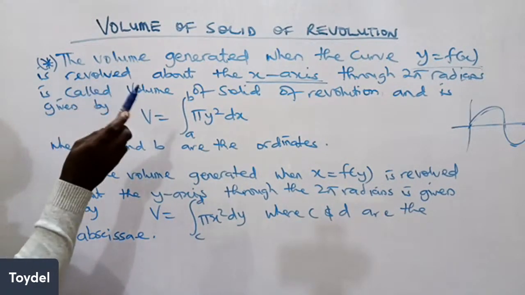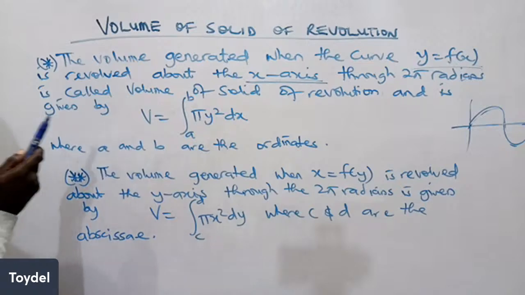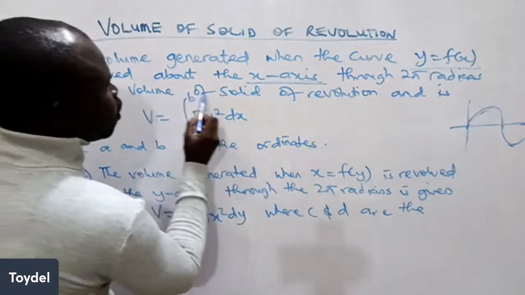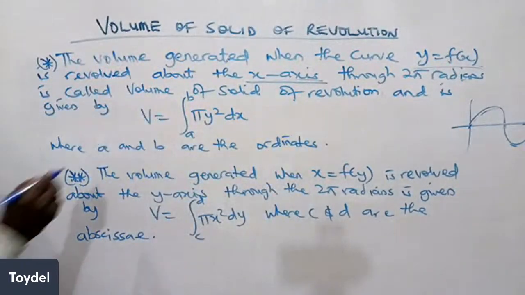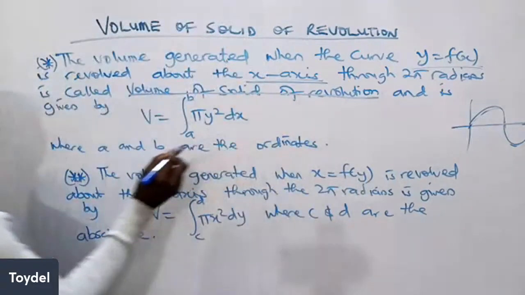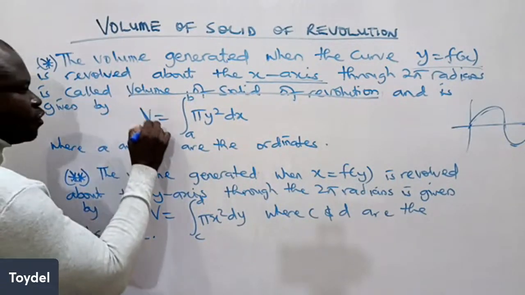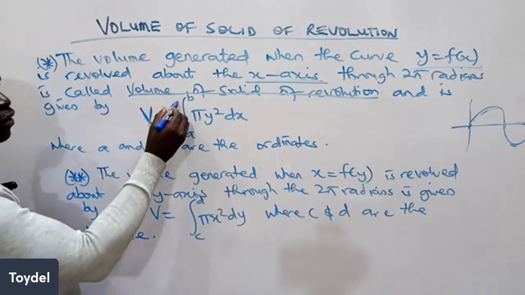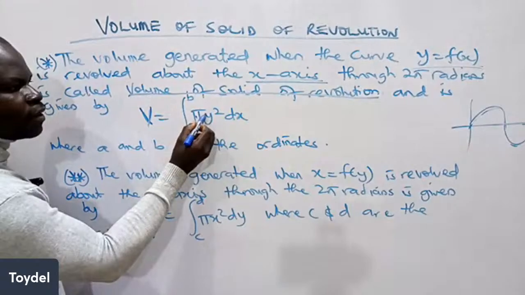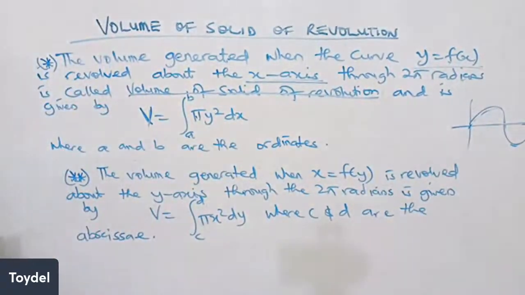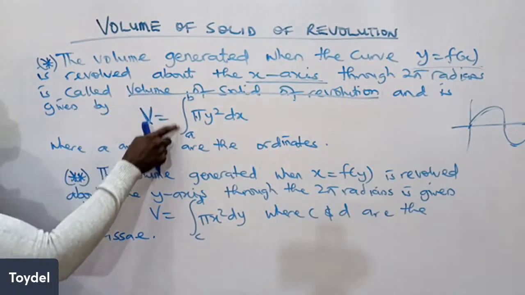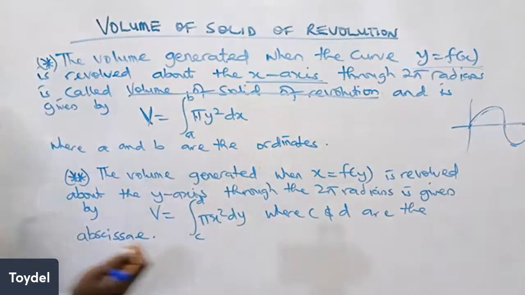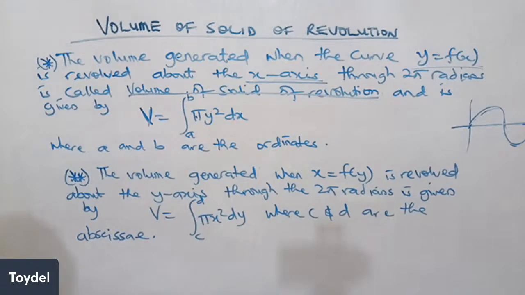The volume generated when the curve y is equal to f of x is revolved about the x-axis through 2 pi radians is called volume of solid of revolution. It's given by, when we have the volume along the x-axis and y is equal to f of x, the integral from a to b of pi y squared dx. Where a and b are the ordinates, that is the values of y. Ordinate simply means the value of y.